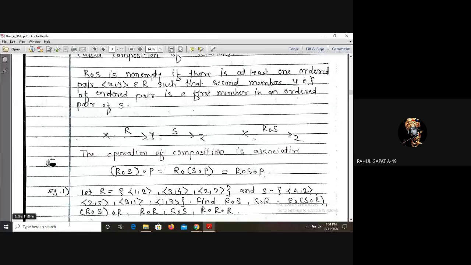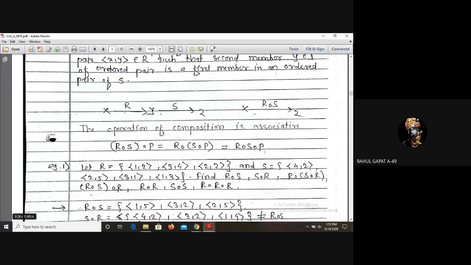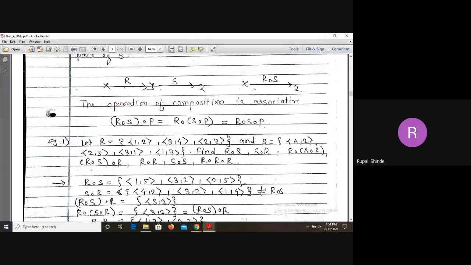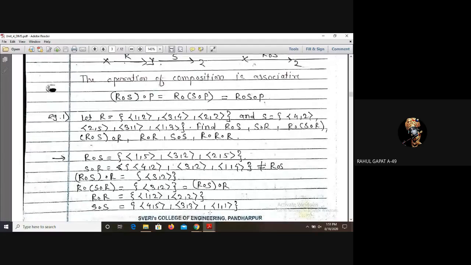Ordered pair 1, 2 and ordered pair 2, 2. For R composition R, 1, 2 and 2, 2 is 2. Correct. And what is the value for S composition S? Ordered pair 4, 5, ordered pair 3, 3 and ordered pair 1, 1. Correct. Ordered pair 4, 5, 3, 3 and 1, 1.